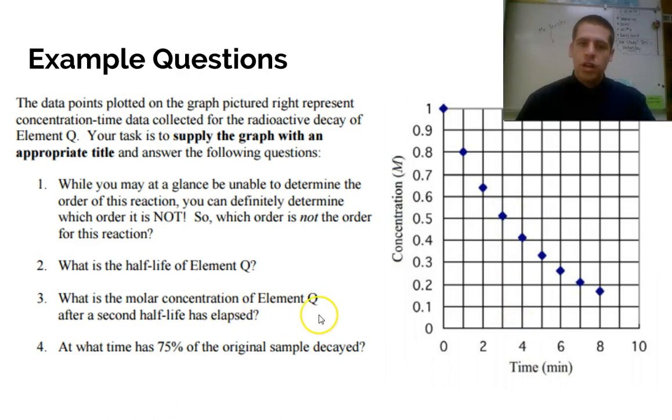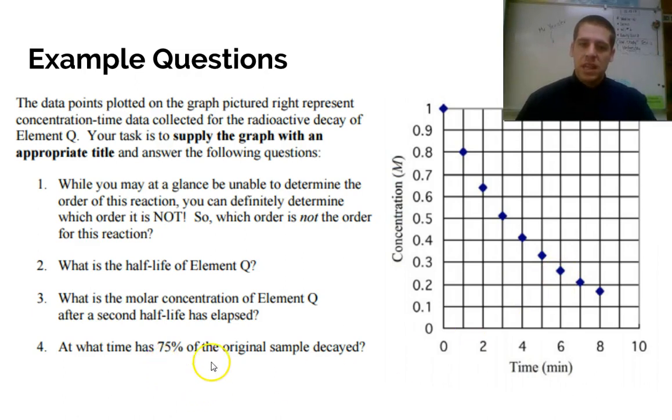So what's the molar concentration of element Q after the second half-life has elapsed? Well, if one half-life is 3 minutes, then 2 half-lives would take 6 minutes. And if you've gone through 2 half-lives, that means that you've cut it in half twice. You should be close to 25%, right? And that's essentially what we're at right here. So our molar concentration is 0.25.